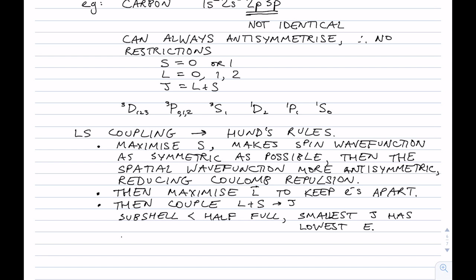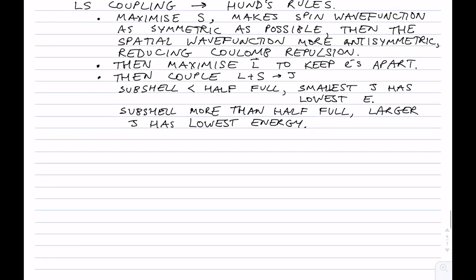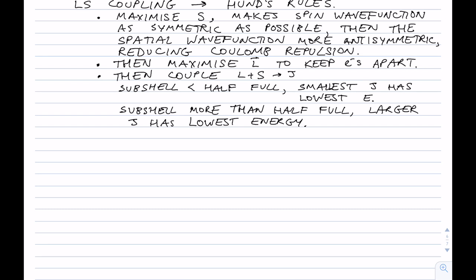Or if the subshell is more than half full, larger J has lowest energy. All right. Okay, so that's enough Hund's rule, I reckon.